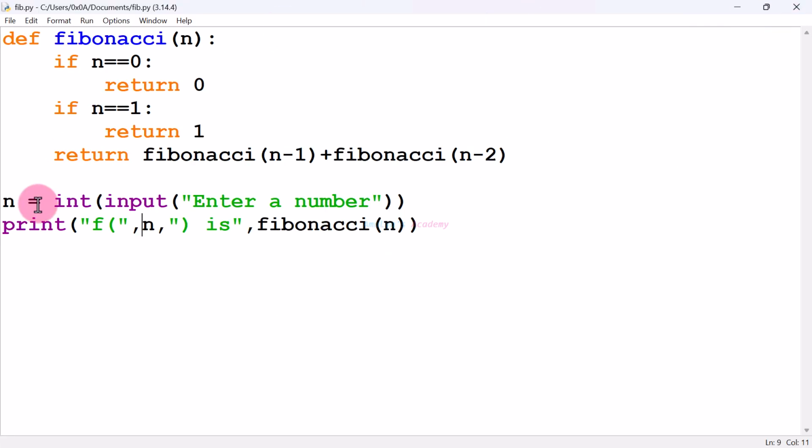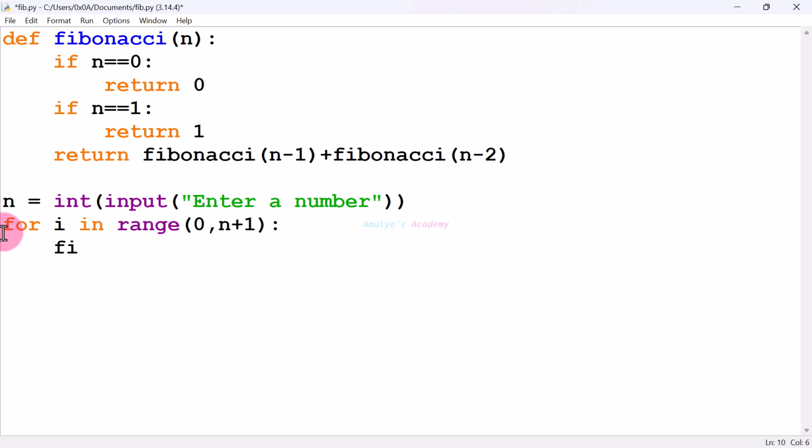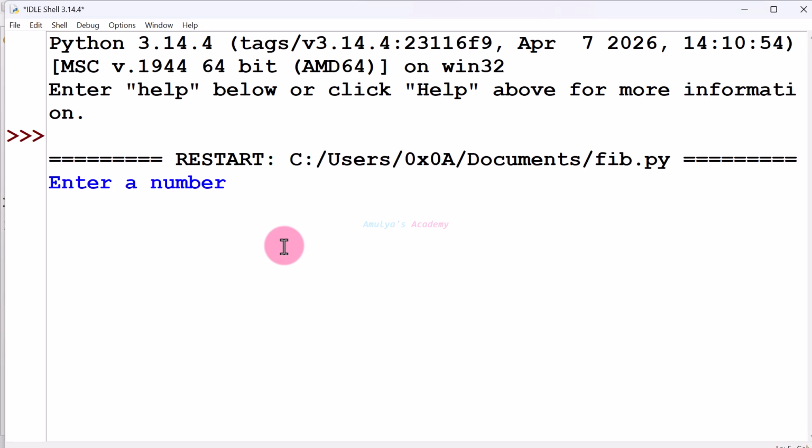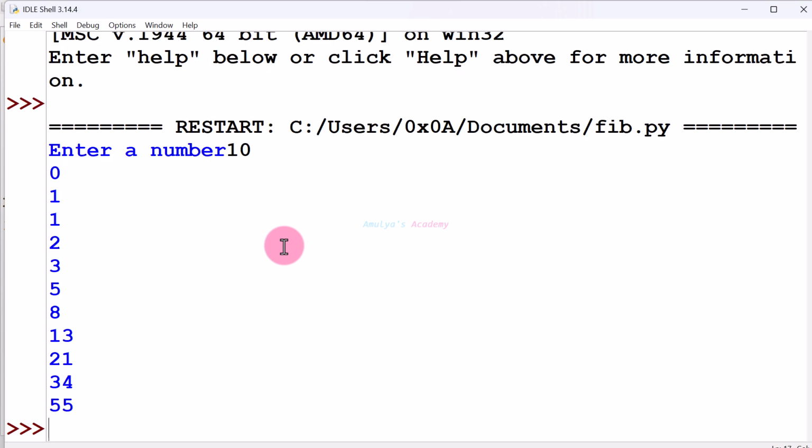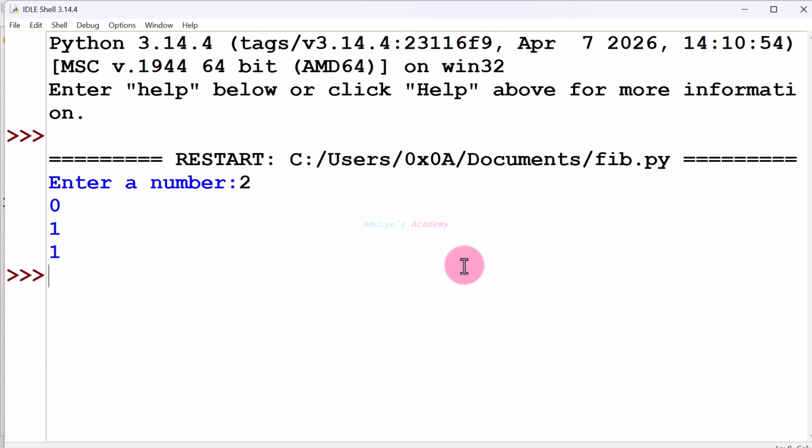Now what if I want to print the whole series? For example, if n is mentioned as 5, I want to print all the numbers till that index. Then how to do that? For that you need to use a loop here. You need to start from 0 and go to n plus 1. Then call this function and print this. Zeroth index, first, second, third, fourth, fifth, sixth, 7th, 8th, 9th and 10th index.